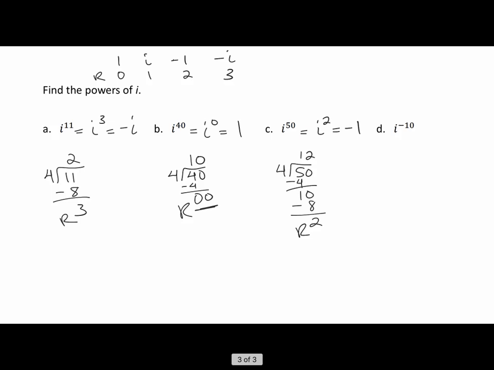For D, i to the negative 10, we can't apply this rule because the exponent is negative. So the first thing that we need to do is make sure we change this. We move the base so that i has a positive exponent. Now I can look for how many times 4 goes into the exponent of 10, which is twice with a remainder of 2. So that means that i to the 10th is equivalent to i squared, which is negative 1. And 1 divided by negative 1 is negative 1. So that will be the exponential expression in a simplified form.